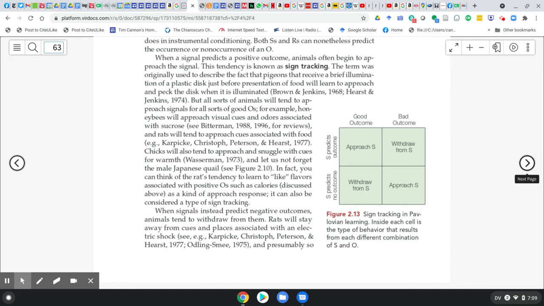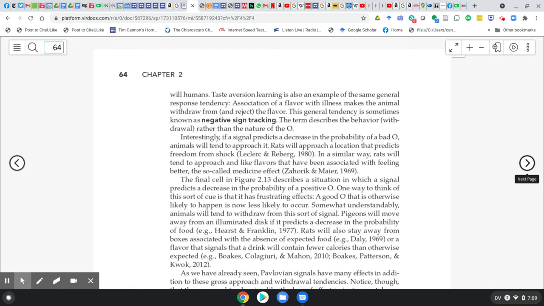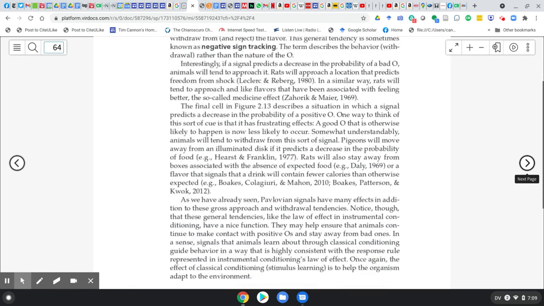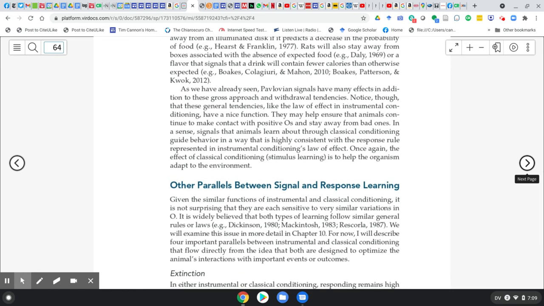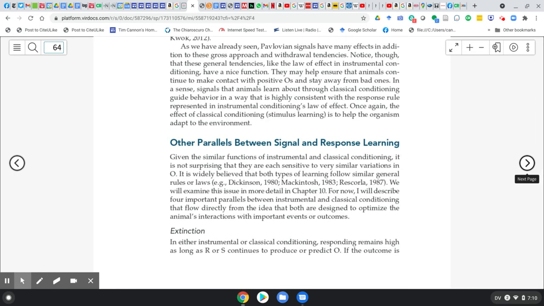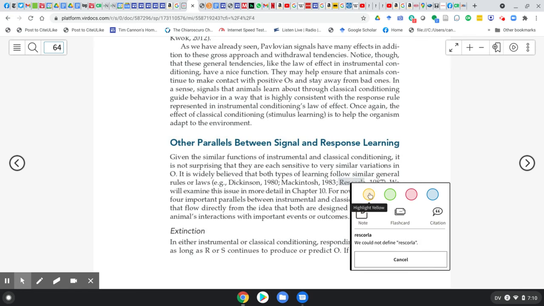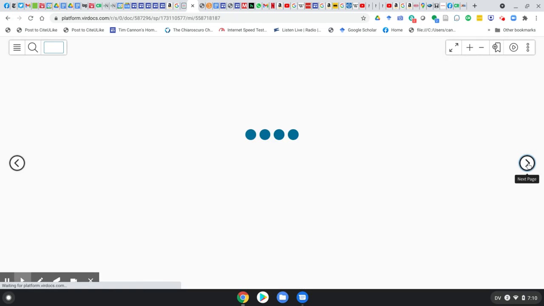And there's positive auto shaping and negative auto shaping. You can read about that. And negative sign tracking is negative auto shaping. And again, this author obviously sees how important this was to his field, which was my field, and he does a good job of discovering it. Rescorla, by the way, is associated, as is Garcia, with the concept of preparedness, which you're going to see a ton of. And I think I'm about to show you.